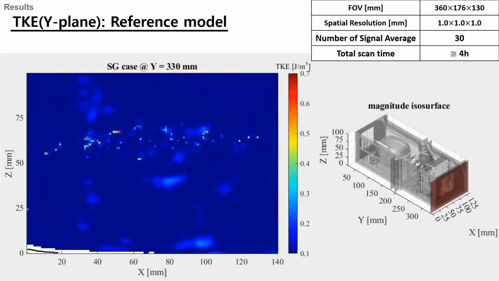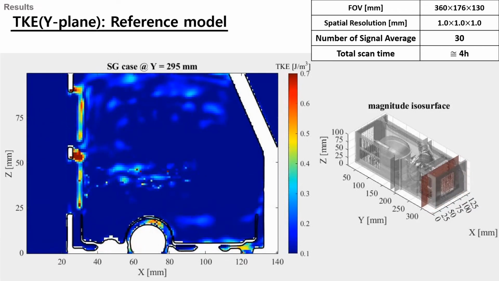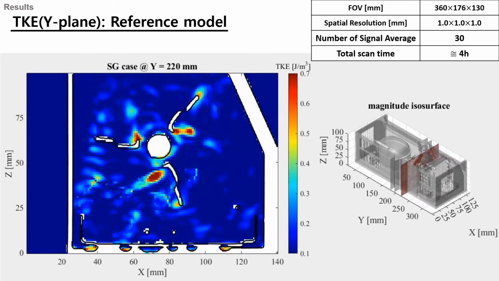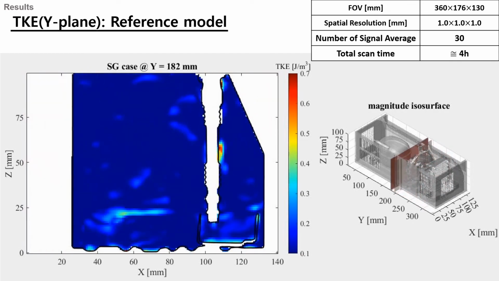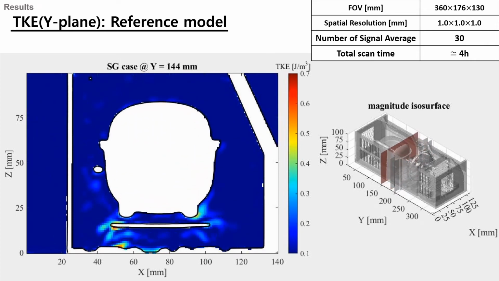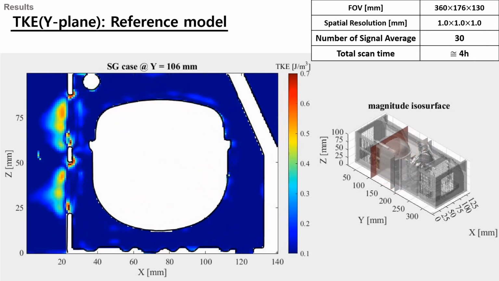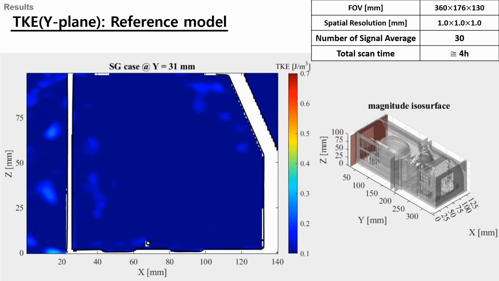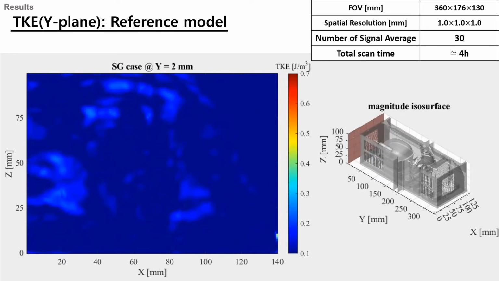The next result is the TKE video of the reference model along the y-axis. Different from the mean velocity data, the spatial resolution is 1 mm and the number of signal averages is 30. Through this video, we can confirm where the flow is non-uniform and the TKE is high.